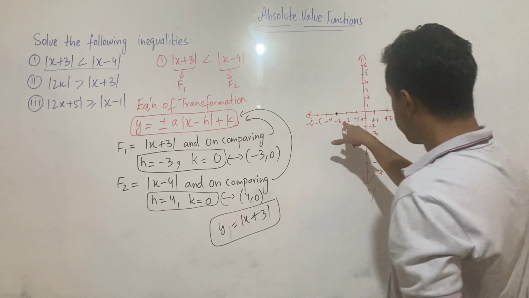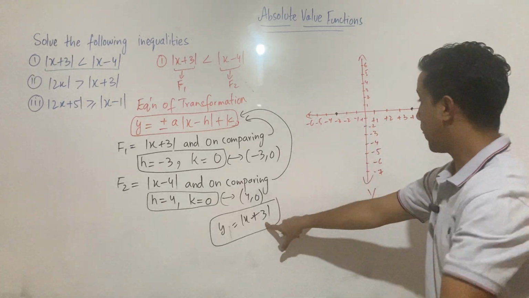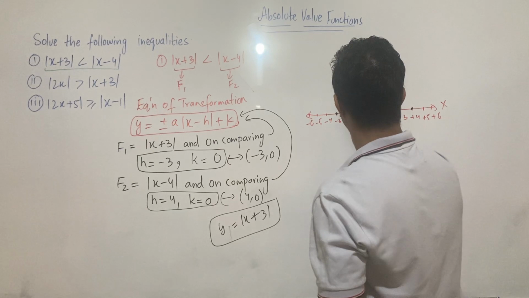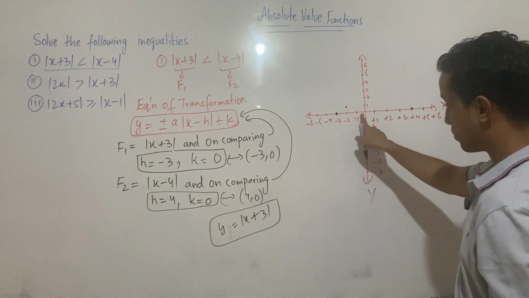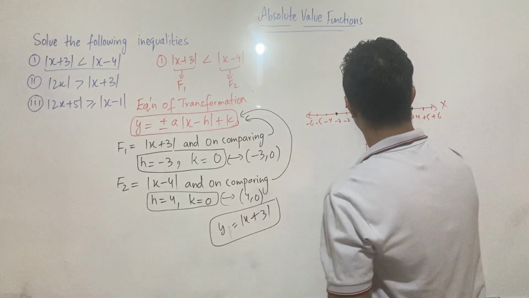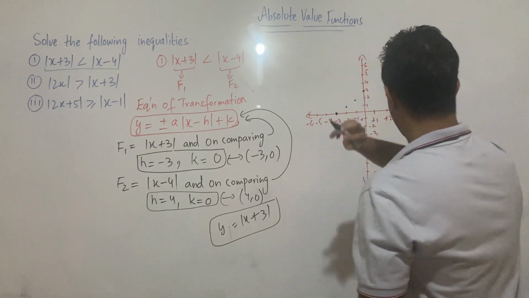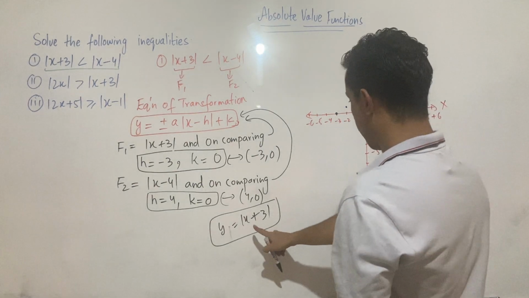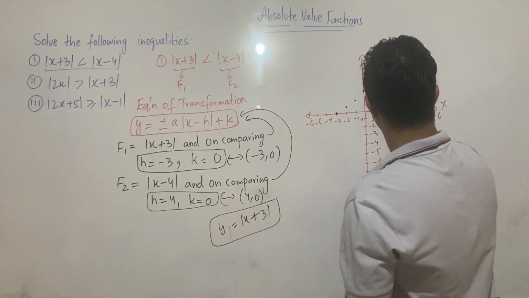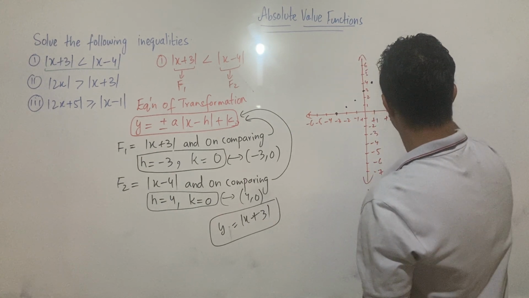So here x plus 3 means this one, right? If I put -2 here, -2 plus 3, it's going to be 1. So -2 gives 1, this one. And if I put -1, it's going to be 2. If I put 0, it's 3. If I put 1, it's 4. If I put 2, it's 5.